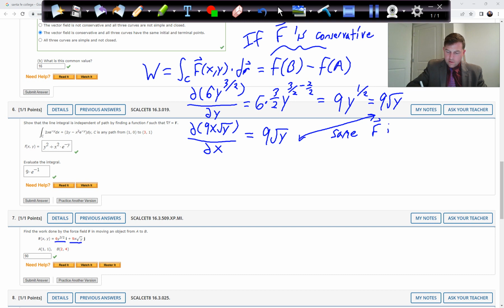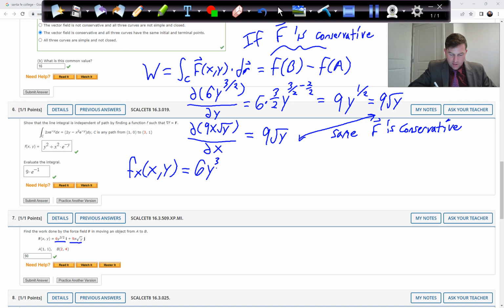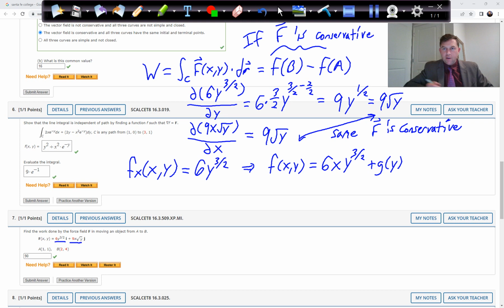So F is conservative. I get tired of writing this word at some point. Okay, F is conservative. So now we're going to say partial f with respect to x should have equaled 6y to the 3/2, which implies the original function would have been, there is no x in there, so just add an x. 6xy to the 3/2 plus g of y, some function that might have had just y's in it.